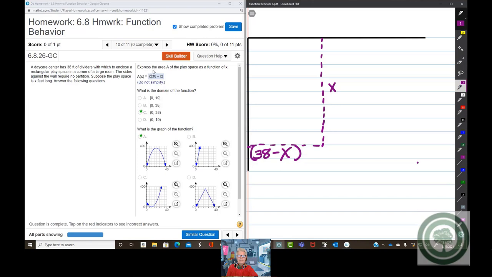Now the first question says, express the area of the play space as a function of X. Okay, well we know that area of a rectangle equals length times width, so that will be length X times width 38 minus X. There's our area, and indeed that's true.